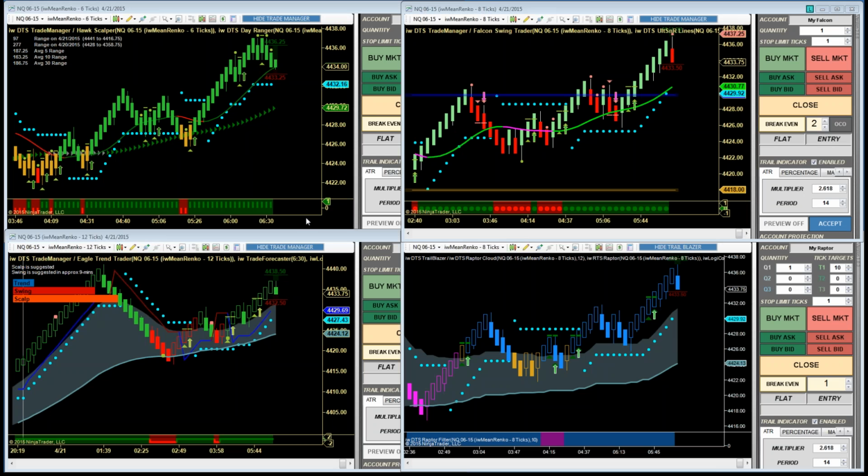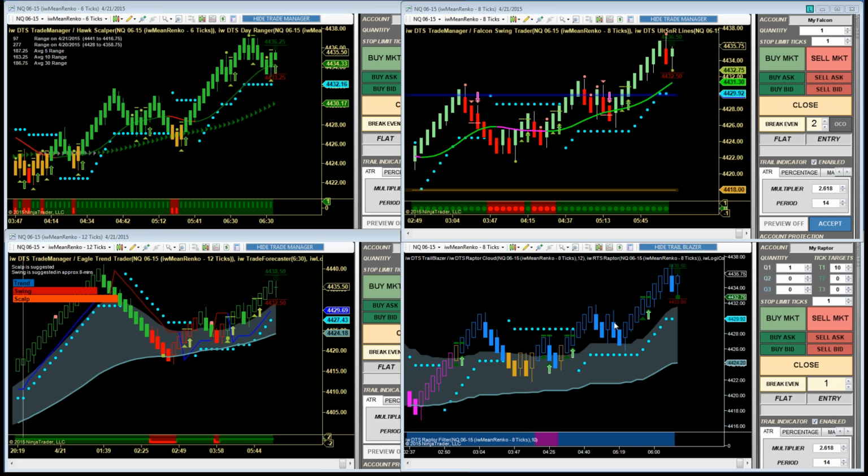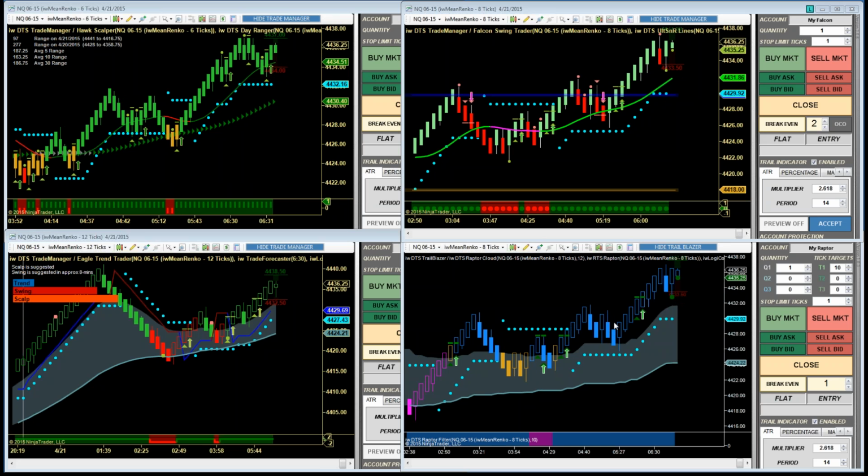All right, the market's just opened, had a little bit of a pop to the upside there. For those of you new to the trading room this morning, just a real quick overview. What you're looking at here is the diversified trading system. The way I have it set up is I have my Hawk scalper in the top left, Falcon swing trader top right, Eagle Trend Trader bottom left, and then the Raptor on the bottom right. The charts you're seeing on this monitor are the NASDAQ, and I'm also watching soybeans and crude oil. But I would be happy to take a look at any market which is of interest to you.